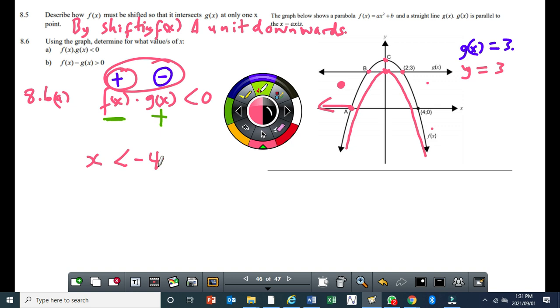Be aware that from this point going down, the y values for f of x are negative. From this point going up, the y values of f of x are positive. Therefore, we don't want both f of x and g of x to be positive because in this case, g of x is always positive because it's a horizontal straight line. g of x can never be negative. It's always positive. So we can only get our solutions when y is negative. That is when f of x is negative.